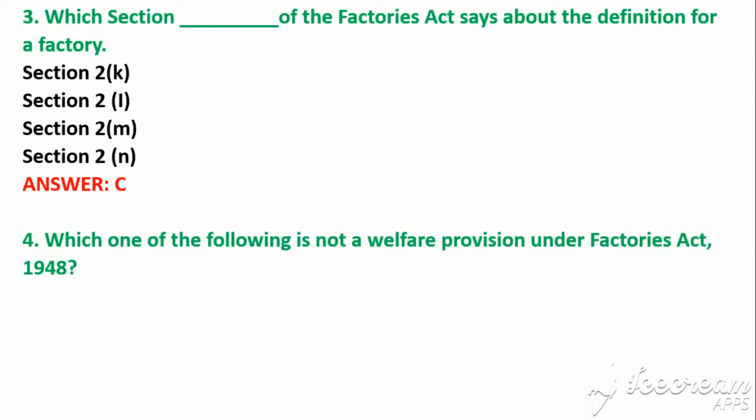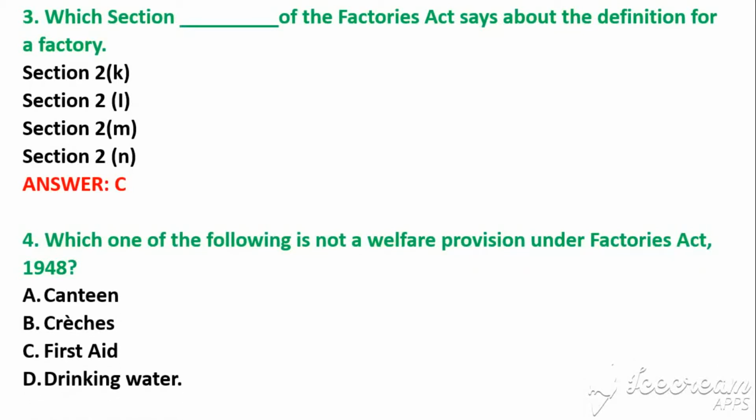Which one of the following is not a welfare provision under Factories Act 1948? The options are canteen, creches, first aid, drinking water. Canteen is a welfare measure. Then creches also are welfare for the women and the children, newborn babies. Then first aid also is one of the welfare provisions.